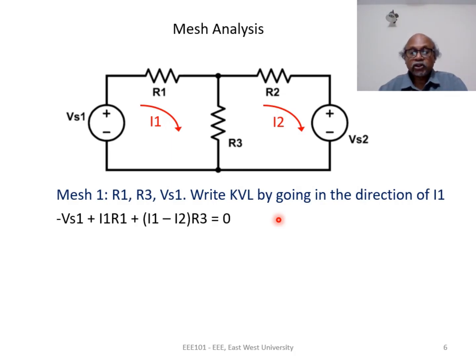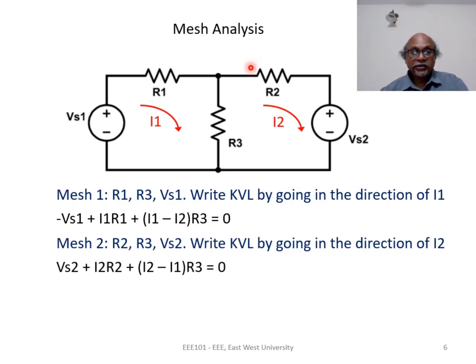Similarly, if we look at mesh 2, we have two resistances R2, R3 and a voltage source Vs2. The current through R2 is I2. For mesh 2, we will move in the upward direction through R3. So in the upward direction, the current through R3 will be I2 minus I1. For mesh 1, the current through R3 was I1 minus I2 in the downward direction. For mesh 2, the current through R3 is in the opposite direction, so this is I2 minus I1.